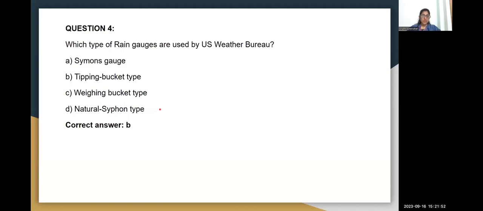So this is the rain gauge that is used generally by the US Weather Bureau, the tipping bucket type. So the correct answer for this question would be option B.